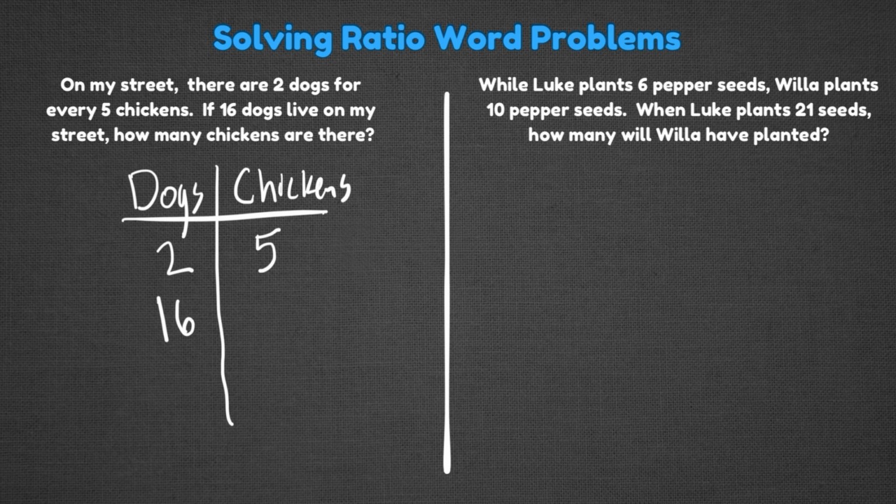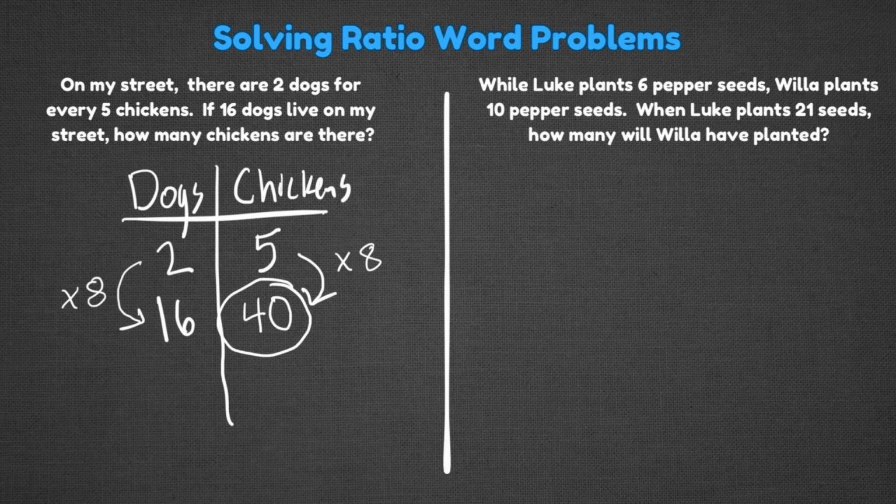I see one here. I see that there's a relationship between this 2 and the 16. The 16 is 8 times bigger than the 2. So if we have 8 times as many dogs, we're going to have 8 times as many chickens. And 40 is a lot of chickens, but if we have 16 dogs, we will have 40 chickens.